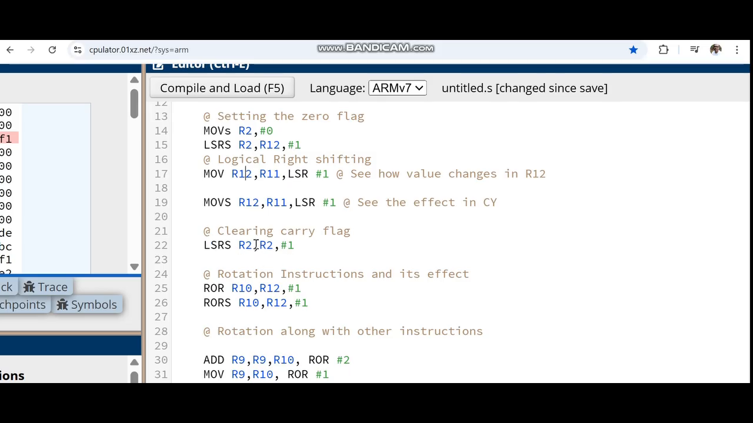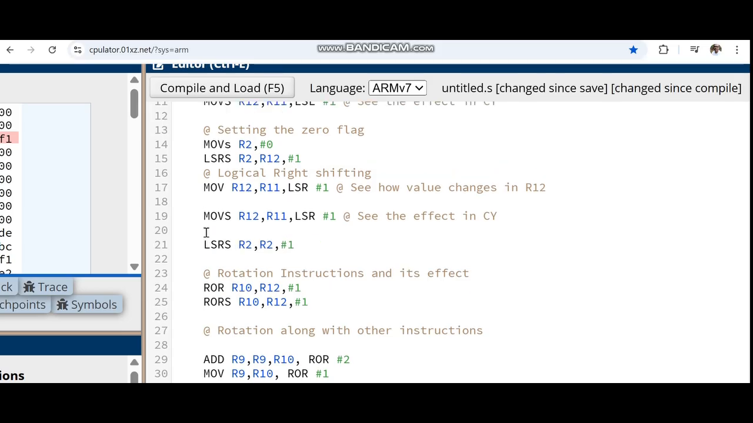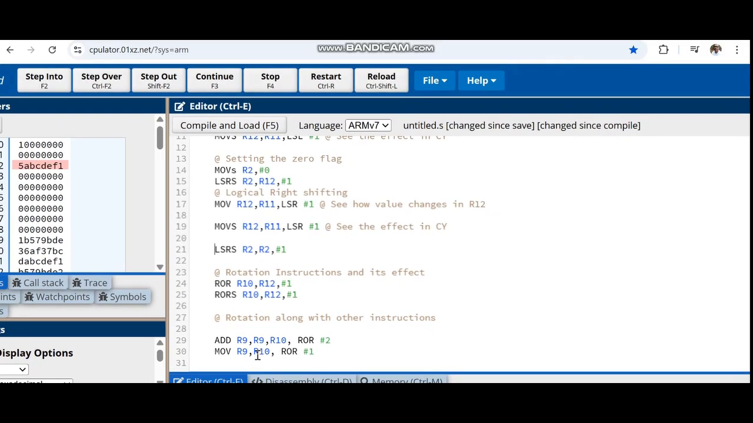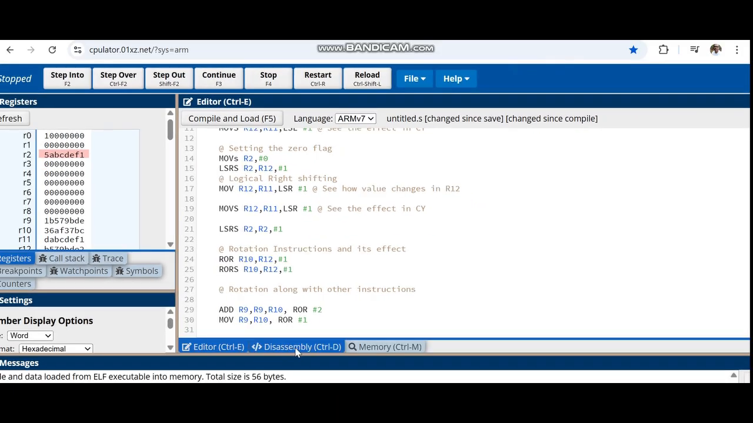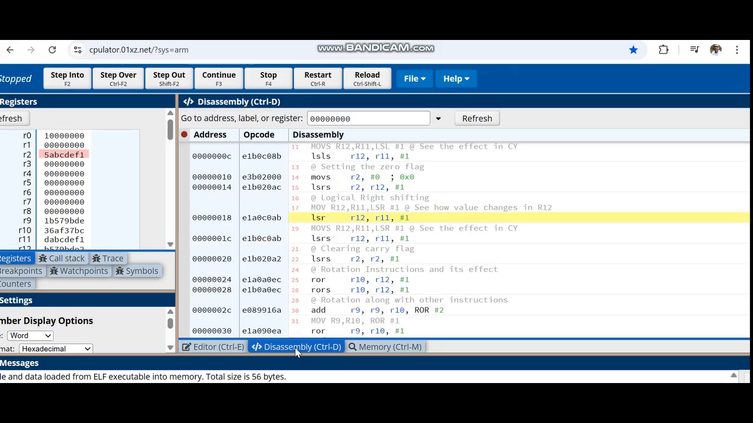Now LSRS R2, R2, #1. I am not mentioning this comment. This may not be the correct comment. So you can see the value what exactly happens. Now comes the rotation instructions. Let me just go till that instruction ROR. So let me go to disassembly and I am going till ROR.